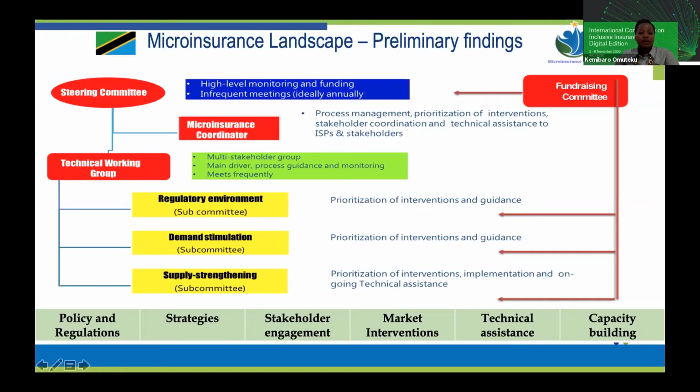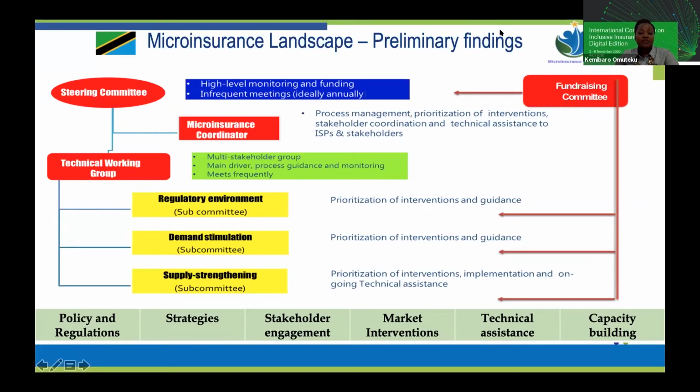Within the technical working group, there are 4 main committees. The first 3 are the regulatory committee, enabling environment. This is composed of members in addition to the regulators, looking at where the constraints are, where we can look at the laws and regulations, if reviews are necessary, if guidelines need to be put in place, and how we address the gaps on the demand side and also the supply side to be able to drive microinsurance in the market.